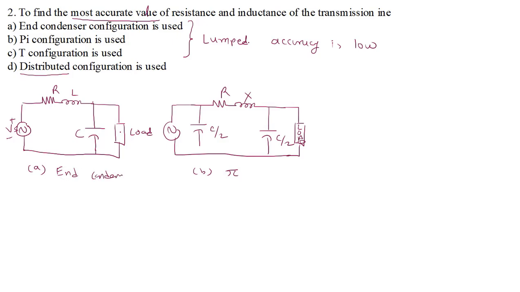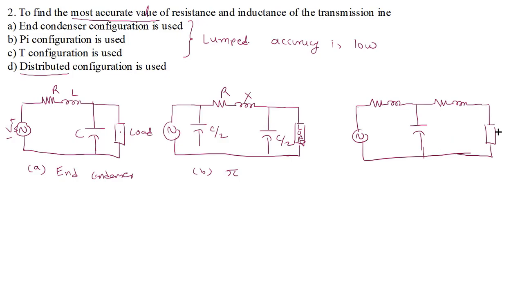Now option C is the T configuration, that is the nominal T configuration. Here we are assuming that half of the series parameters are situated at the sending end and half are situated at the receiving end. So this is the nominal T method.